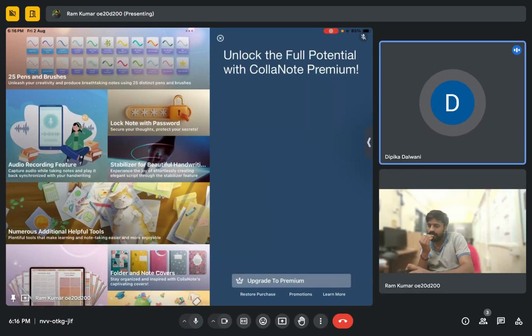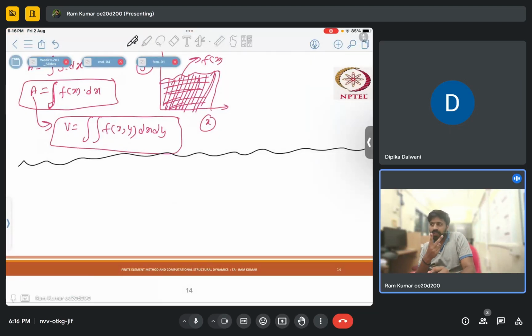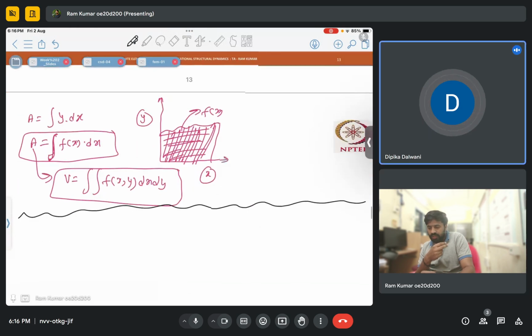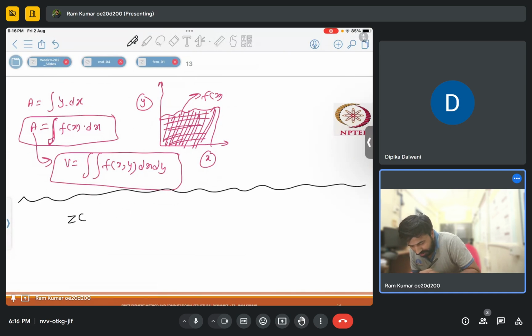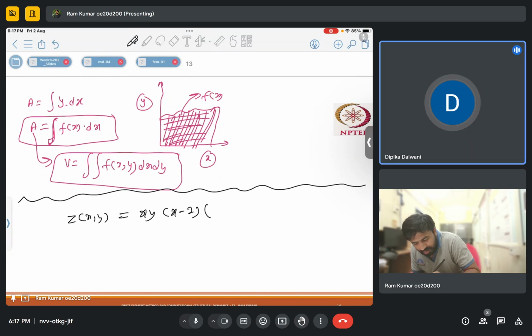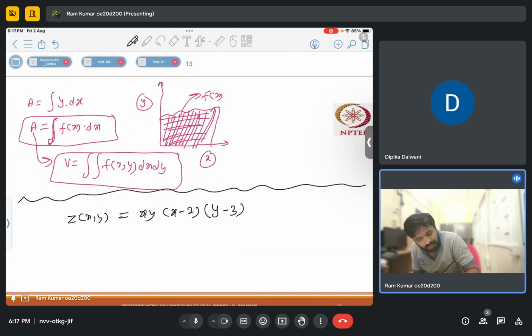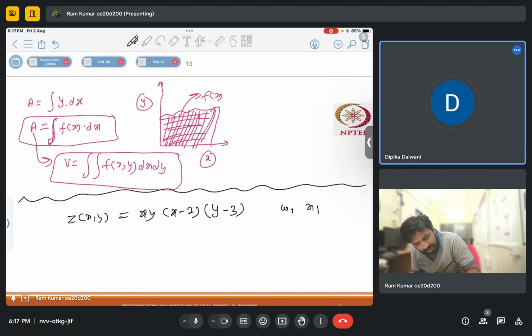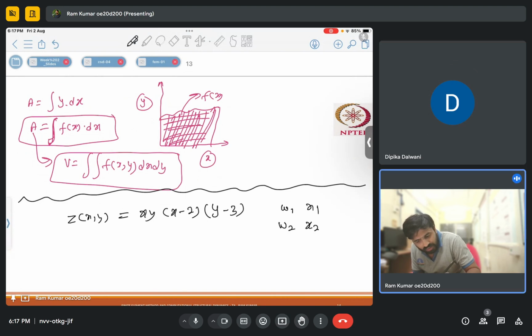We have to solve for w1 x1 in this example. We will have two variables, right? Because our function is z(x, y) equal to x times (x minus 2) and then y times (y minus 3). So we will have w1 x1 and w2 x2, and y1, sorry, w1 for y1 and w2 for y2, right? So we can say y1 w1 dash, w1 w2 dash for this.